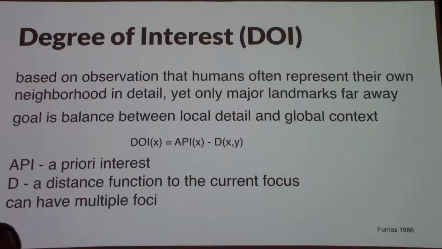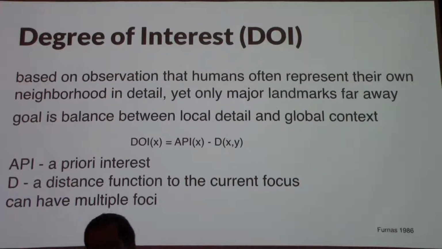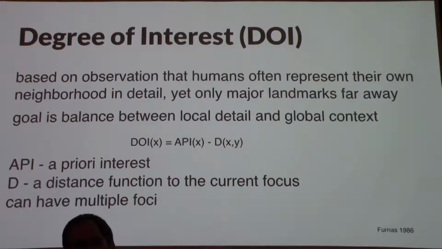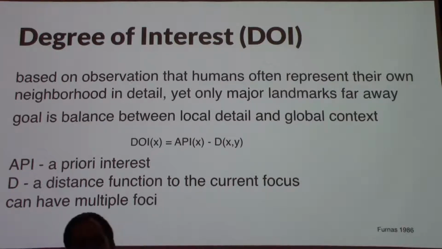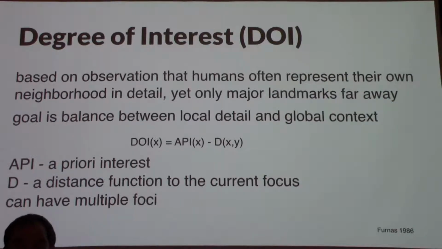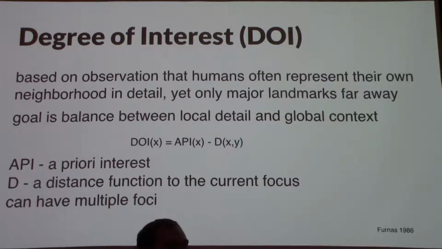More generally speaking, and this is an important concept in visualization, is a degree of interest function. As humans, if you think about your neighborhood, you're pretty familiar with every single house in your neighborhood, but for everything that is further away, you kind of know major waypoints, but you don't know all the details, of course. So the goal is to balance local detail and global context.